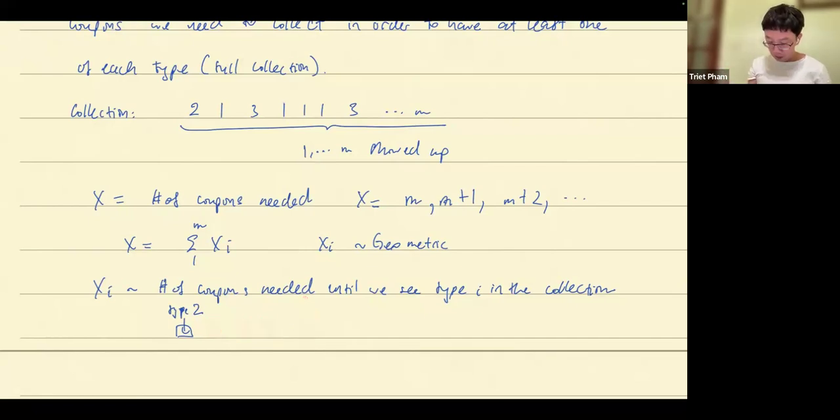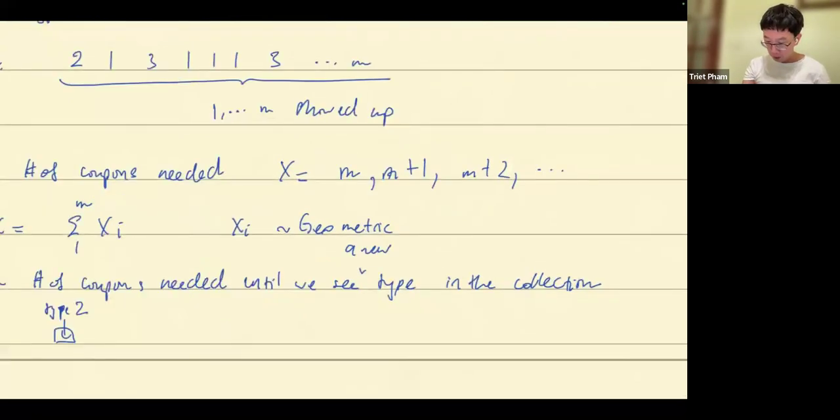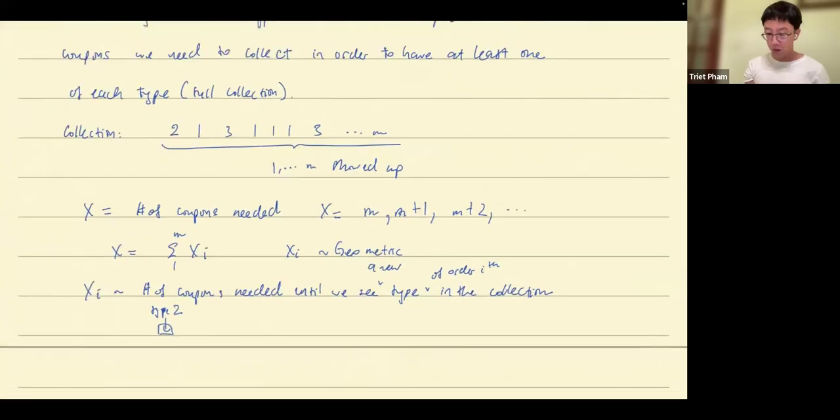So here the Xi should represent the number of coupons needed until we see a new type, a new type of order i in the collection. You understand? So for example, what's X1? X1 is the number of coupons needed until we see a new first type. How many coupons do we need? It'll be 1. It's not even a random variable, because the first coupon in the collection will always be a new type.